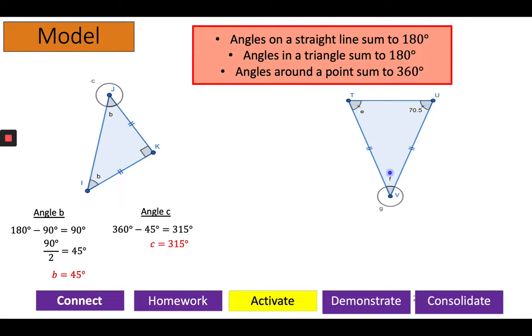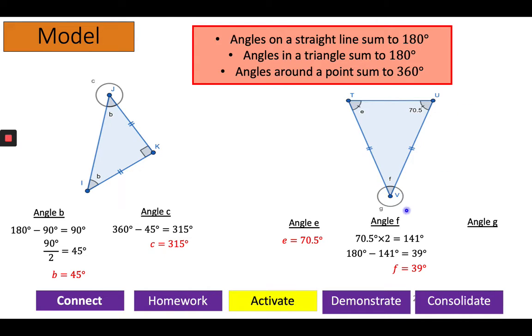On this triangle, we have three unknowns, angle E, F, and G. We can see that angle E is equal to our known angle 70.5 because it is an isosceles triangle. So we know E equals 70.5 degrees. Angle F is our non-base angle in the isosceles triangle, so we have to double our base angle: 70.5 times 2, which equals 141. We then subtract 141 from 180, and we get 39 degrees. So F equals 39 degrees.